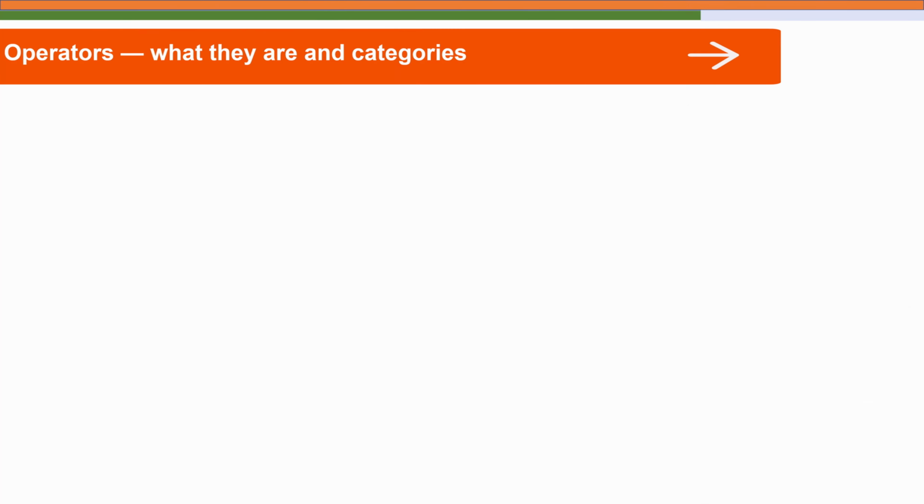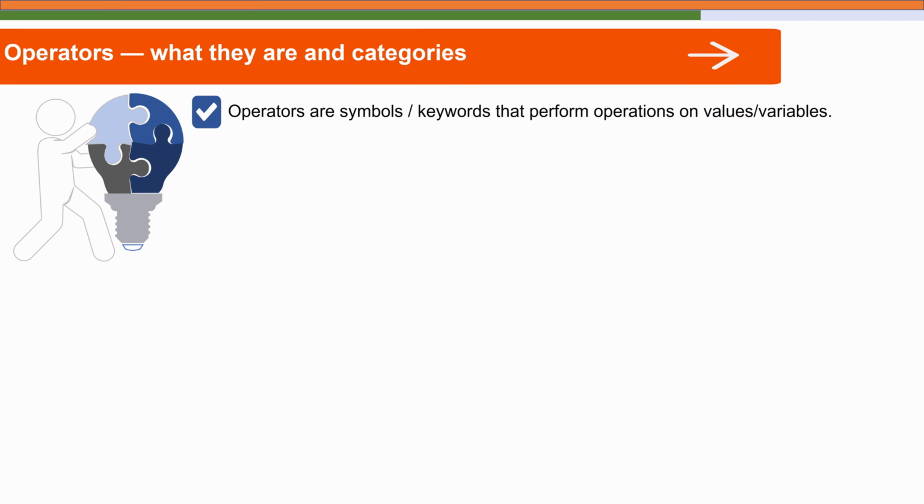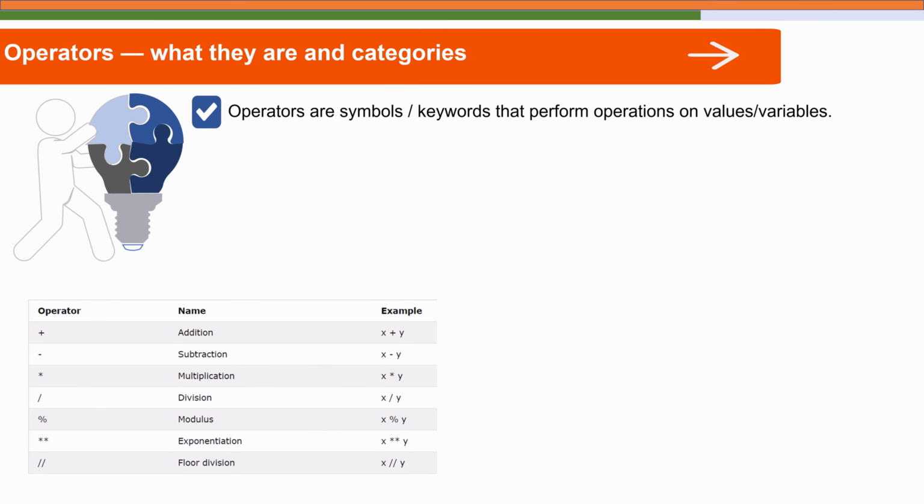Operators in Python let you manipulate data, from simple math to logical decisions and bit level manipulation. Now let's take an overview of Python's main operators grouped by their purpose. On the left, we begin with the arithmetic operators. These handle basic mathematical operations.